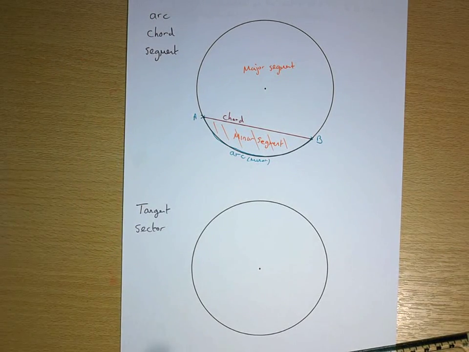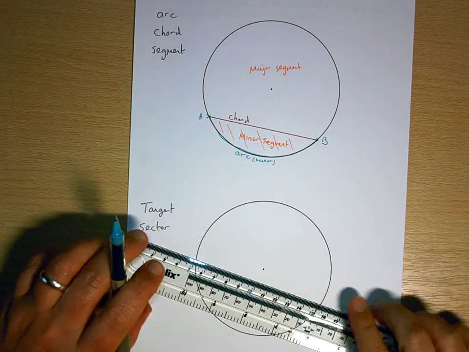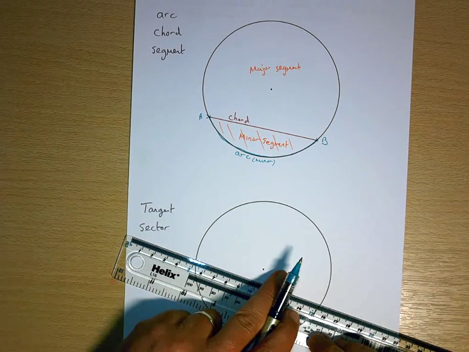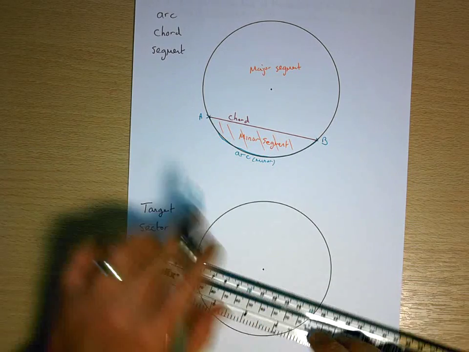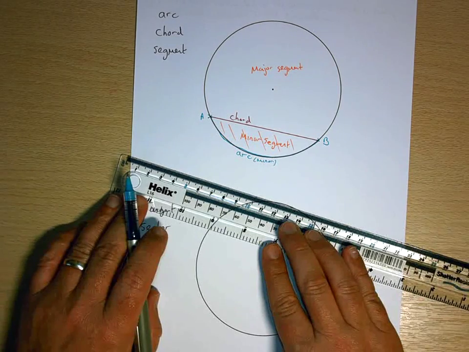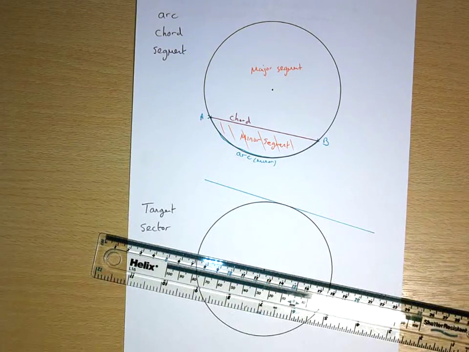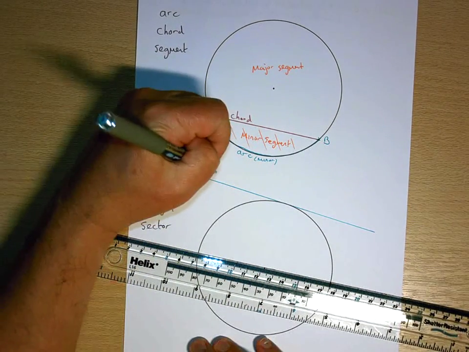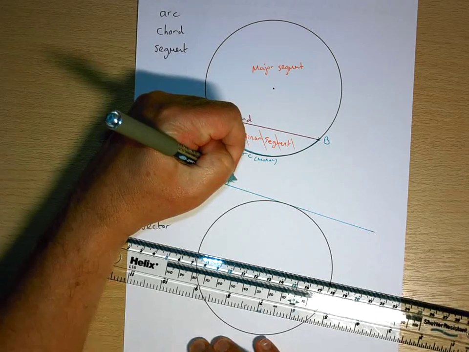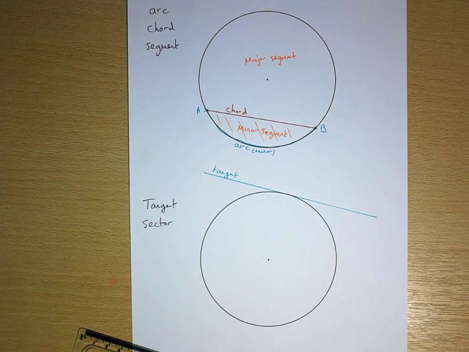And then 2 other words that we need to know what they mean. Tangent are used in circle theorems, and a tangent is a line that just touches the circumference of a circle but does not cut the circumference. So if it cuts it, it's a chord. If it touches it, that's a tangent. So a tangent only touches the surface, the circumference.